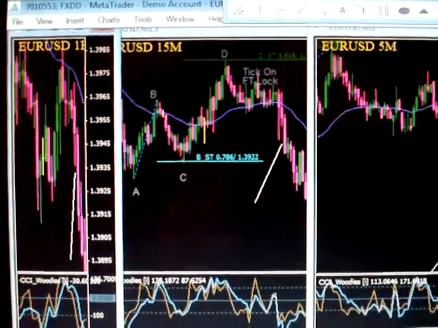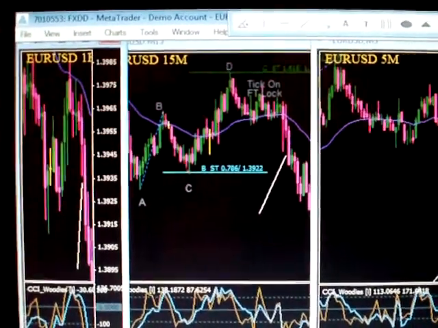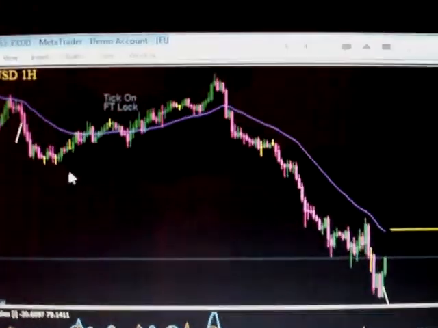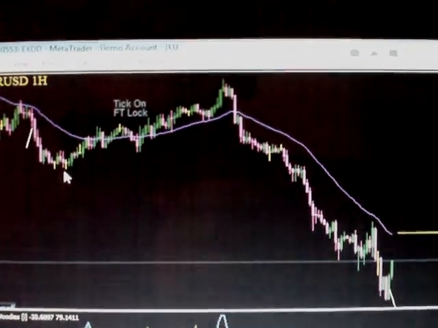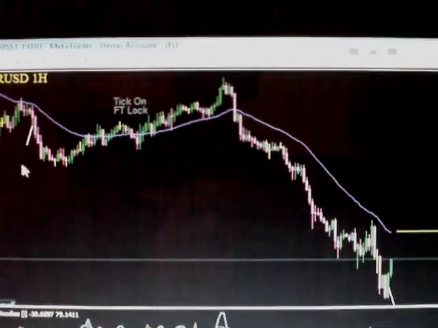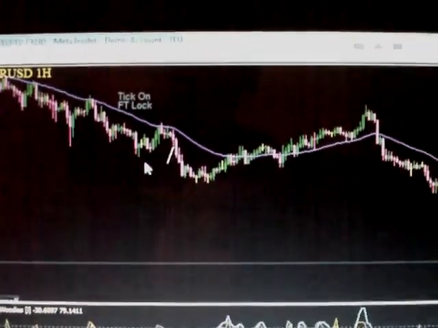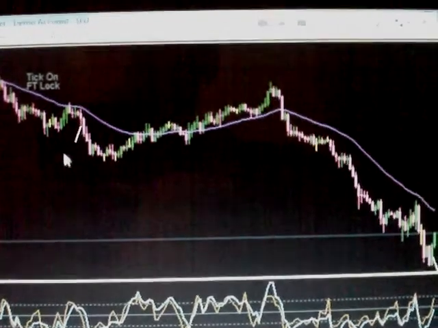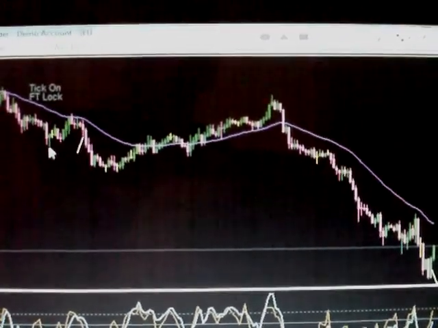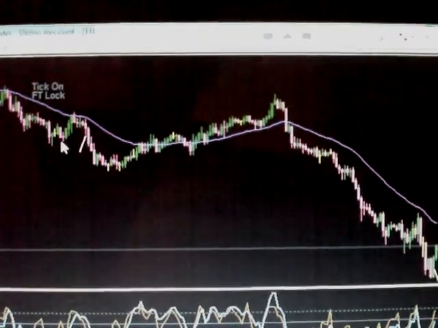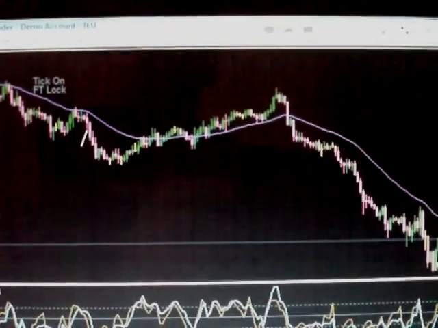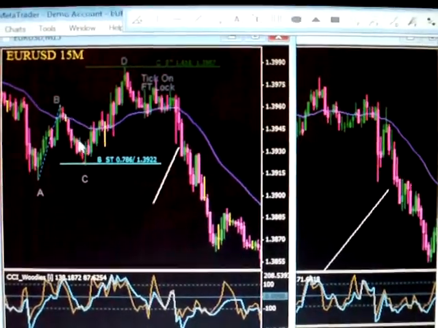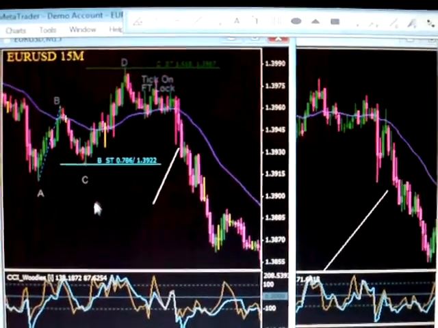Okay, this was an interesting setup that we talked about in the webinar. This is the 1 hour chart. Here's a two-step, let's see, this very small two-step on the 1 hour chart is right here. A, B, C, D. You'll see it much better on the 15-minute chart. A, B, C, D, that's the same setup.